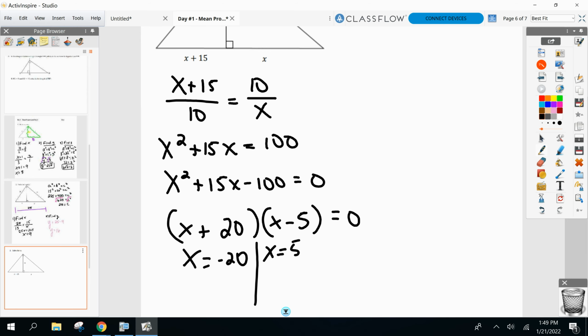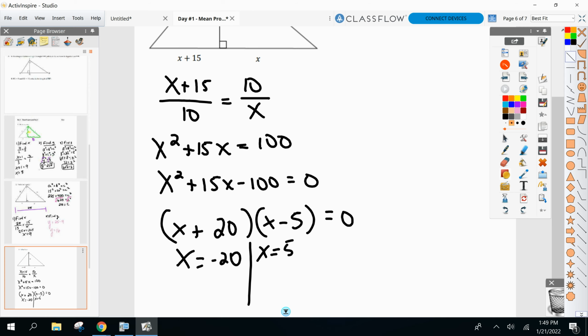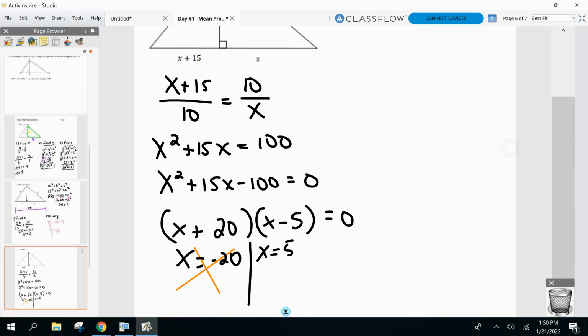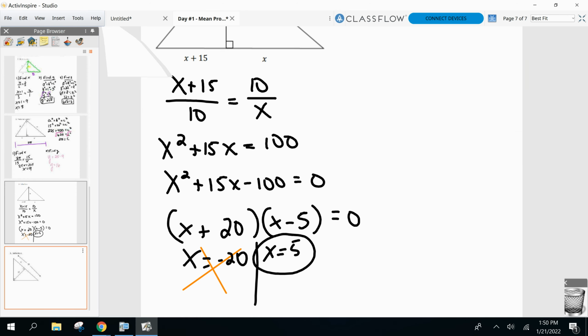What's the problem up here? What's my problem? Negative 20? There was a diagram on this, right? And one side was X. That X can't be negative 20. So we got 5. Questions before we get to the last one? And we're not giving up on the last one either and using quadratic formula. Here we go.